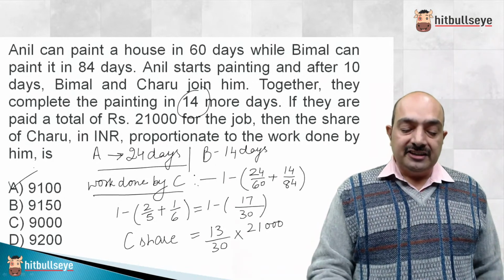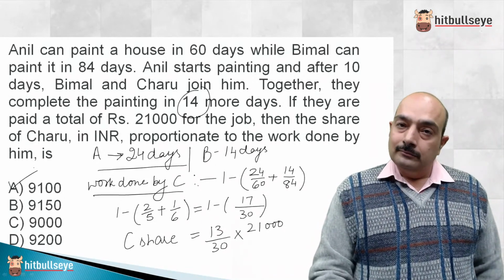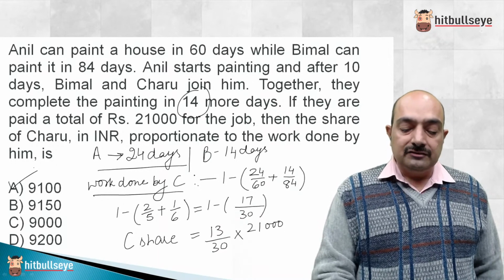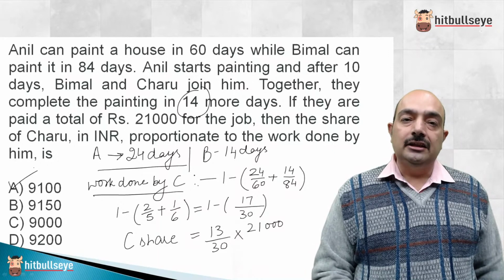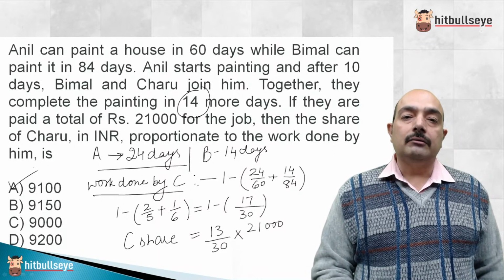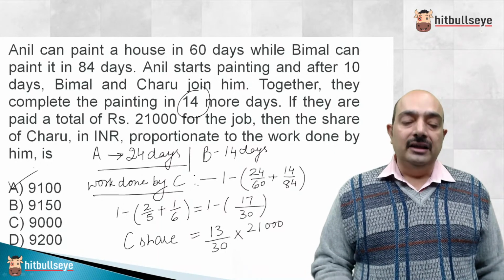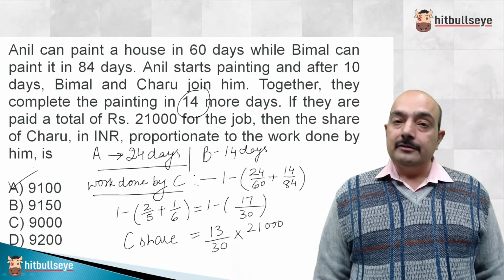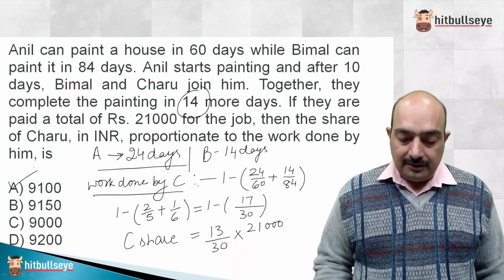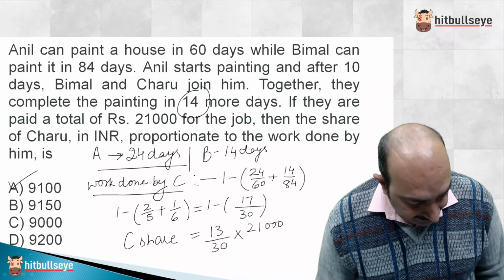Just find, for 60, one day work is 1 upon 60. He has worked for 24 days. Second person, he has worked for 14 days. That's it. Find the work of C. Multiply that with 21,000. It's over in 1 minute. I hope this is clear to all. Right. So let's proceed ahead. Next.